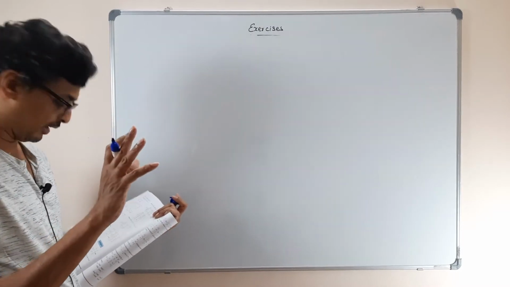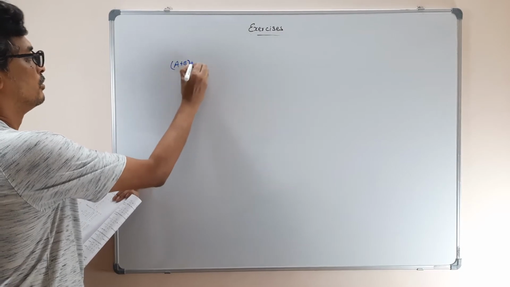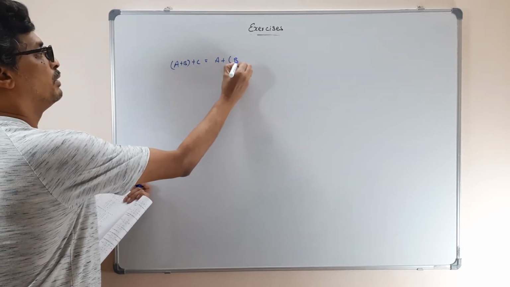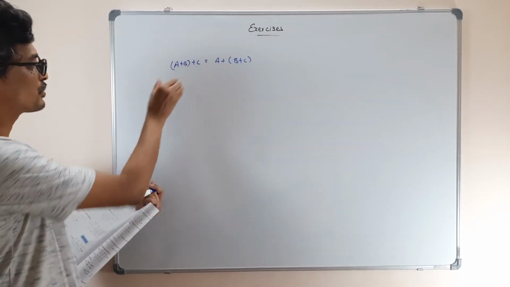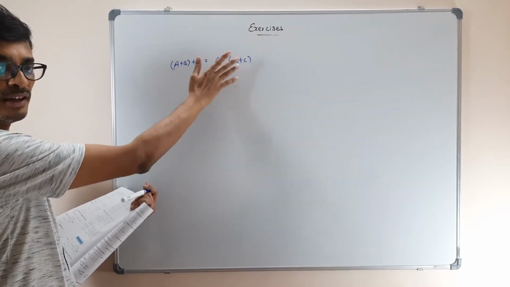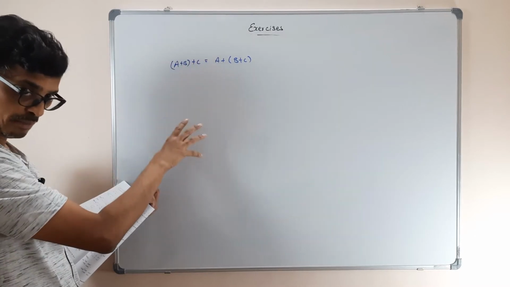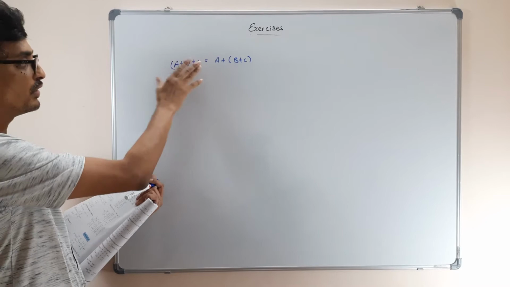Given any three matrices, you have to prove that (A plus B) plus C equals A plus (B plus C). This is the associative property. Okay, this is simple. First, any three matrices A, B, C will be given. You find A plus B, and the final sum matrix you got, you add with C. So you get one matrix.